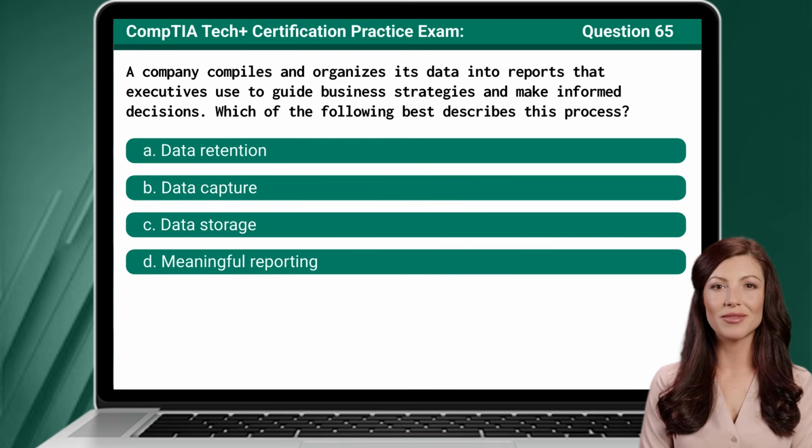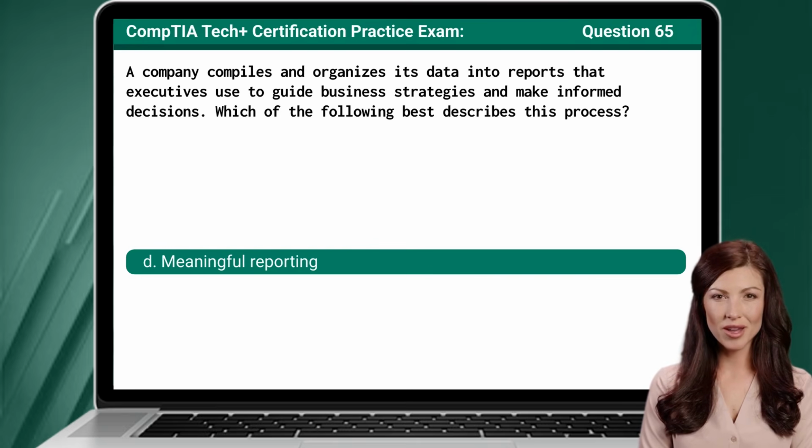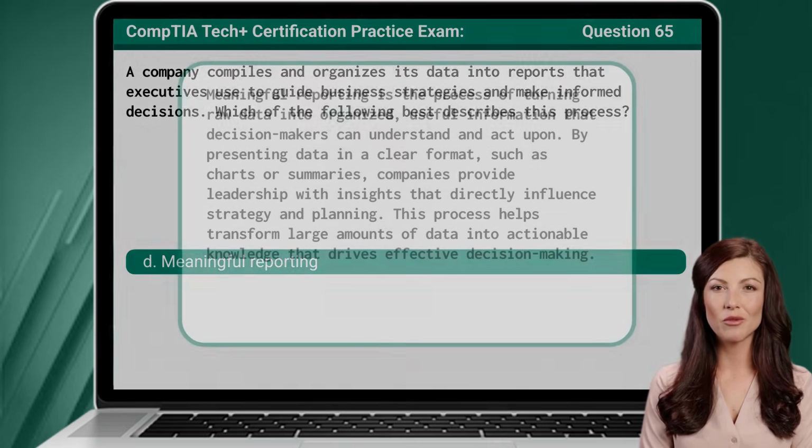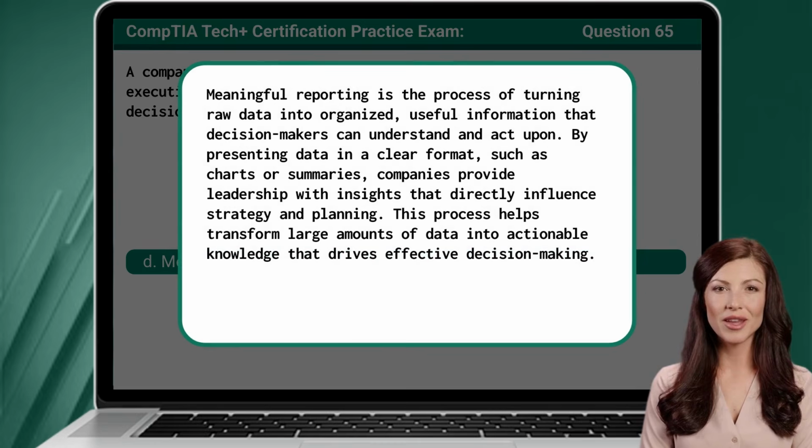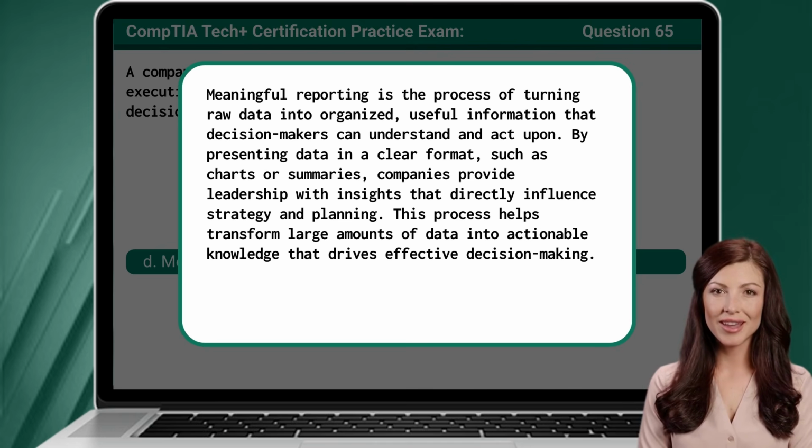The answer is D. Meaningful reporting. Meaningful reporting is the process of turning raw data into organized, useful information that decision-makers can understand and act upon. By presenting data in a clear format, such as charts or summaries, companies provide leadership with insights that directly influence strategy and planning. This process helps transform large amounts of data into actionable knowledge that drives effective decision-making.